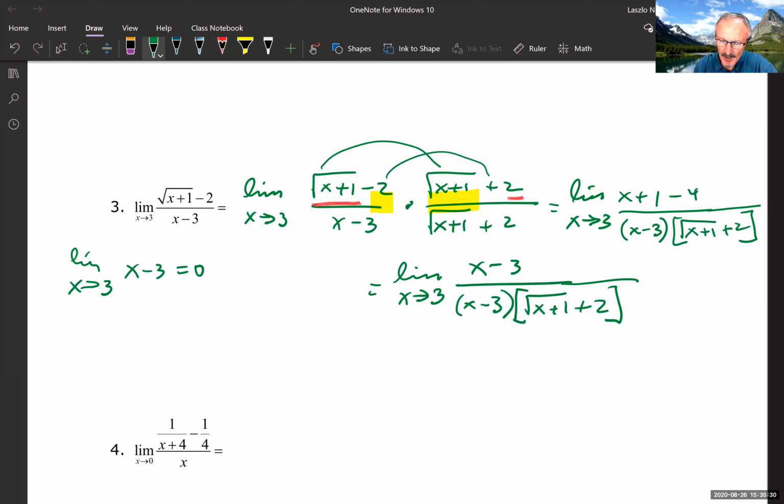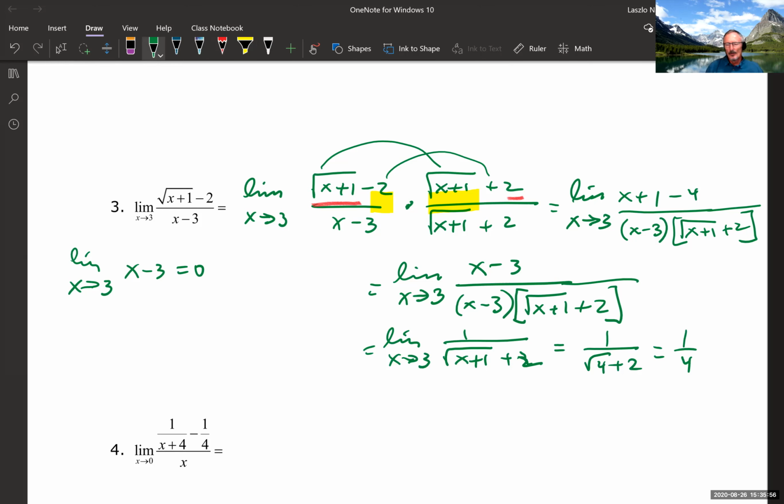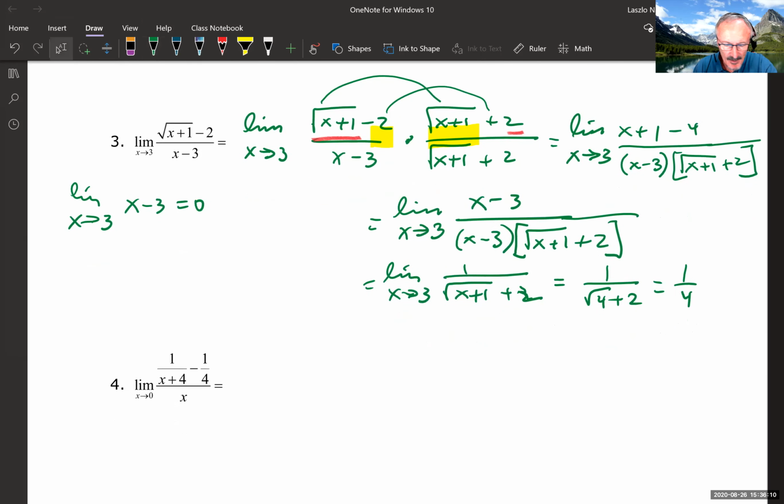So at this point, the x minus 3's cancel. We have the limit as x approaches 3 for 1 over radical x plus 1 plus 2. And this we can actually evaluate by direct substitution, ending up with 1 over the square root of 4 plus 2. And so 1/4 is your answer. So lots of algebraic manipulations going on until we eliminate the factor in the denominator that causes this expression to have a 0 there. And so at this point in time, it is something we can evaluate.